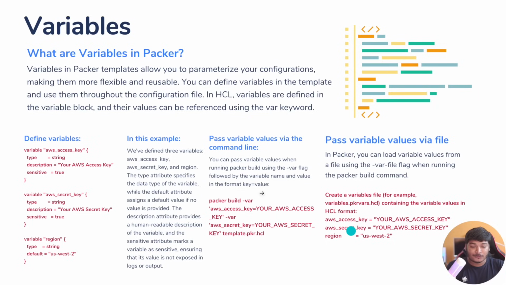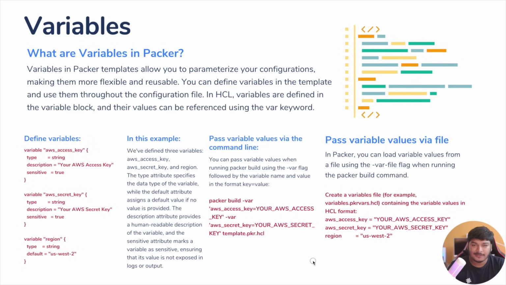For example, you have a file with all the variable values, like say AWS access key equals whatever value you have, region equals whatever value you have, and that file name is, for example, variables.pkrvars.hcl. Okay, and there you have values like this, see, AWS access key, region, that you have to pass. So for that you have to run packer build -var-file, then space, then mention this particular variable file, and then give the template file that you want to process. Okay, so these are the ways you can use the variables in a Packer template.